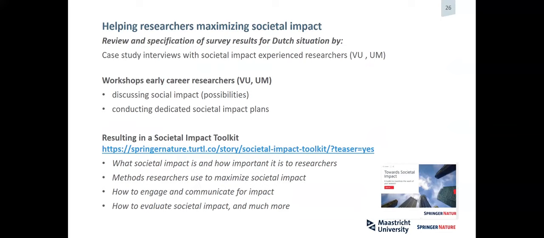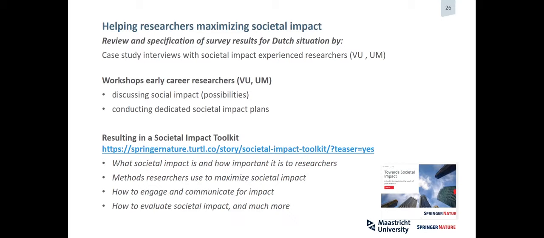Besides the case study interviews, we also organize workshops with young researchers about societal impact of their research and how to improve it. And all the results that I just talked about are made available via the societal impact toolkit. It's on the right bottom corner, a screenshot of it. And this toolkit will help especially the young and new researchers to understand how other researchers view societal impact and how they have been successful in creating it.